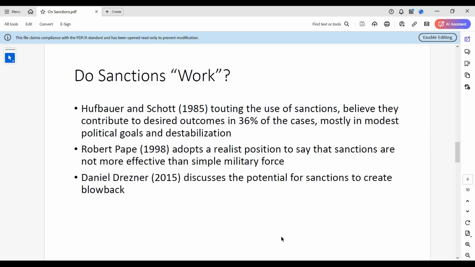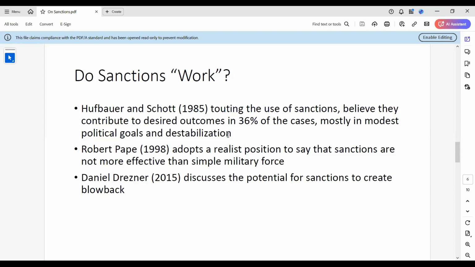Do these sanctions work? Well, Hufbauer and Schott in 1985 admitted, while they were bragging about how effective these sanctions were, that they only contribute to about a 36% success rate in the cases that they studied. Mostly in the areas of modest political goals and destabilization. The other ones didn't necessarily have a lot of outcome, or the outcome was indeterminate as a result of the sanctions regime.